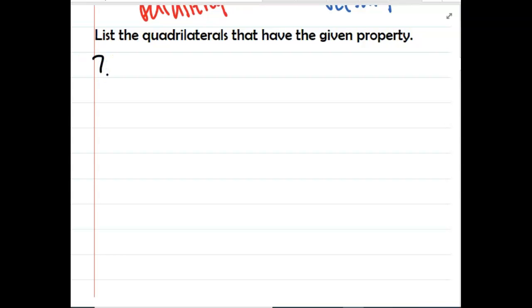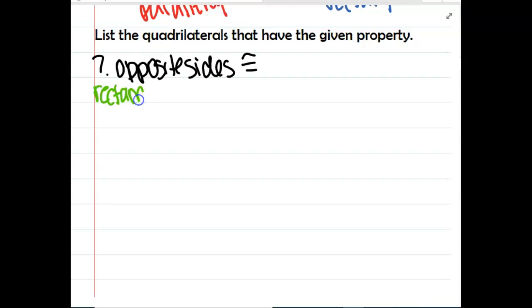So number 7, we have 4 different quadrilaterals: parallelogram, rhombus, rectangle, and a square. So I want to know which quadrilaterals have opposite sides congruent. So out of all of those, what is one that has opposite sides that are congruent? Rectangle. A rectangle does, right? Okay. What else? A square does. I mean, all the sides are congruent, so the opposite sides are definitely going to be congruent.